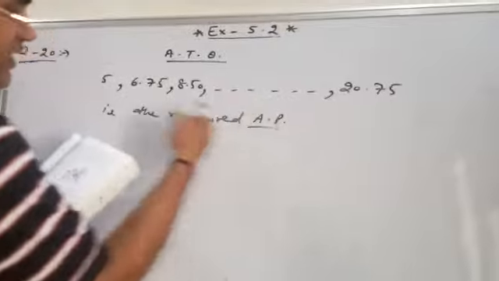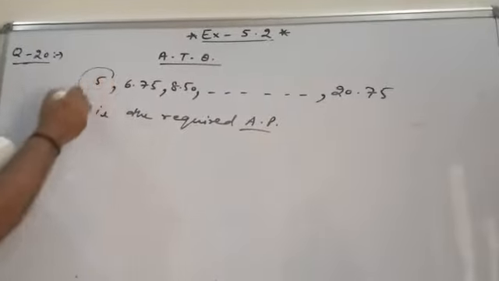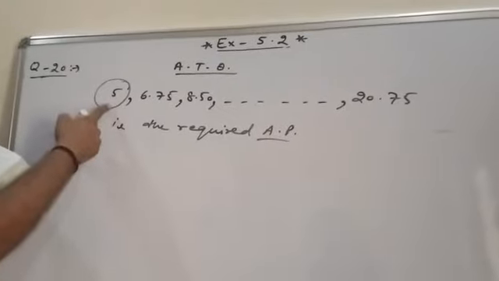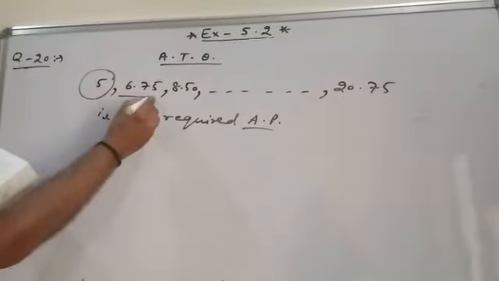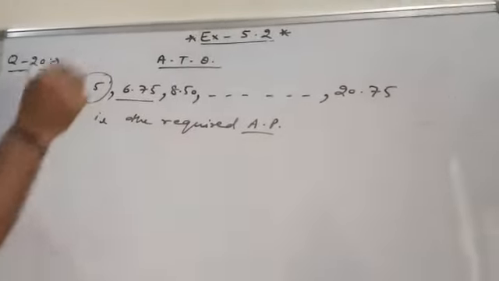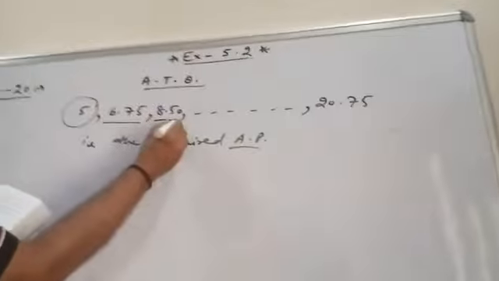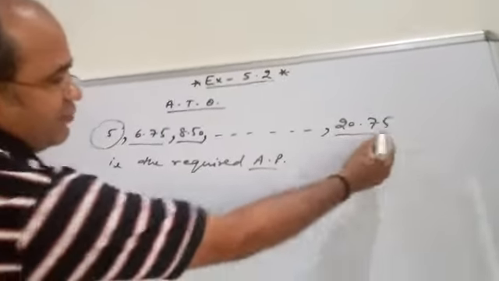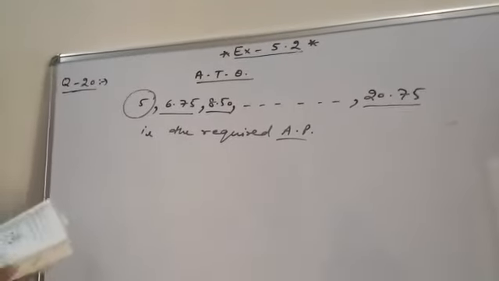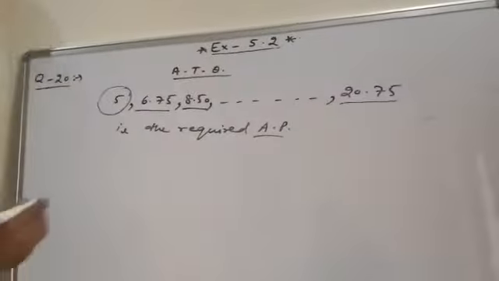Again I am explaining why this AP becomes this. She starts with 5, then 1.75 added to 5 becomes 6.75. Again if you add 1.75, then this one becomes the next term. Like this, at last her saving becomes 20.75. They are saying find the value of n.